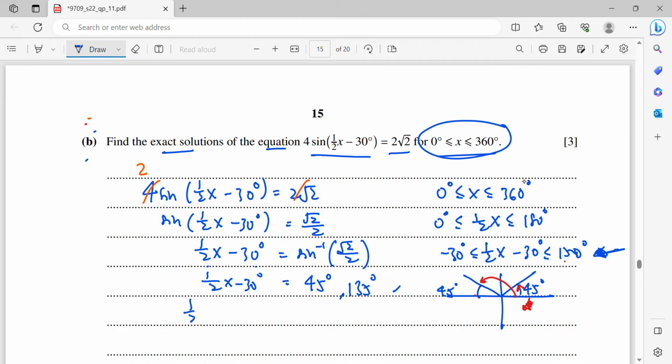So now half x equals to, just move the minus 30 degrees to the right side. It becomes 75 degrees and 165 degrees. Okay, so then you times 2 for both, it will be 150 degrees and 330 degrees. So that's the solution for this question.